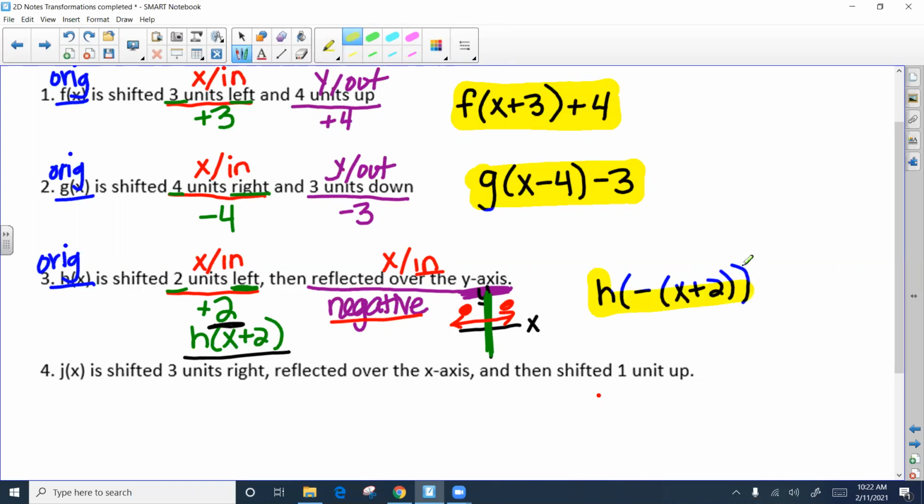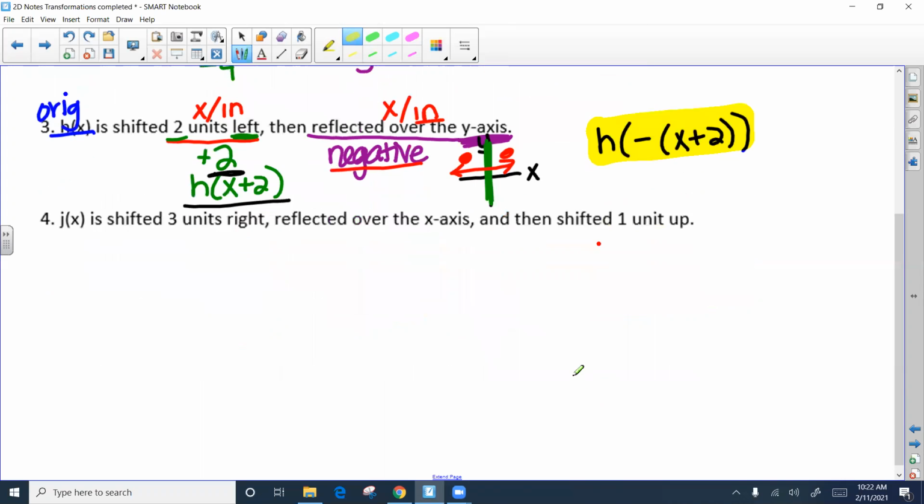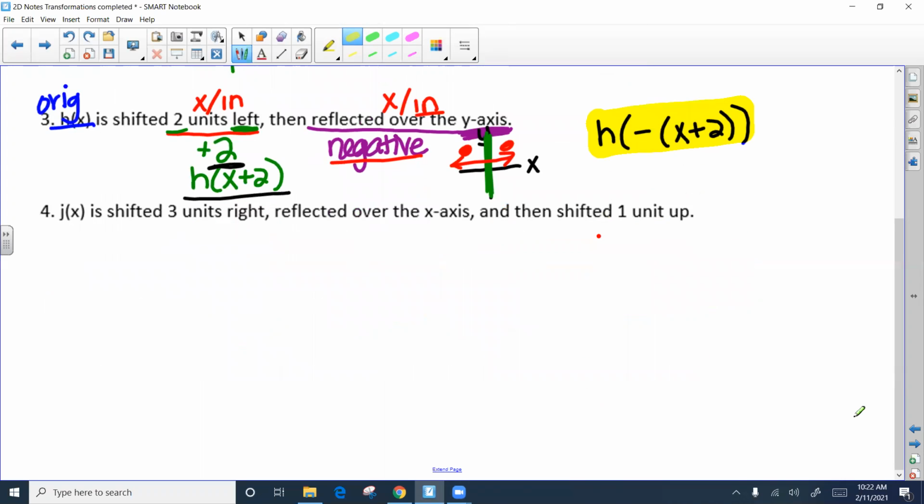This would mean we do what's in the parentheses first. So we're shifting the graph left first, and then we are reflecting it over the y-axis, which is what that negative is doing there. So that's our transformed function there, h of negative x plus 2. All right, last one is number 4.